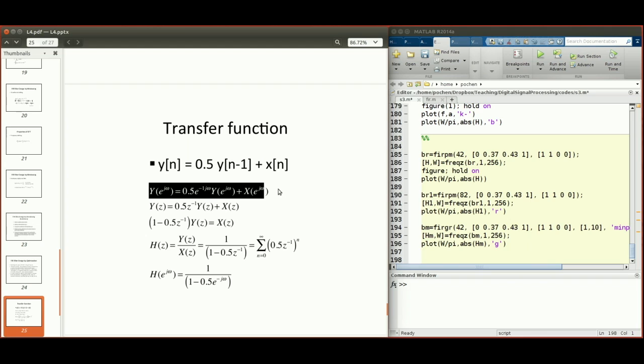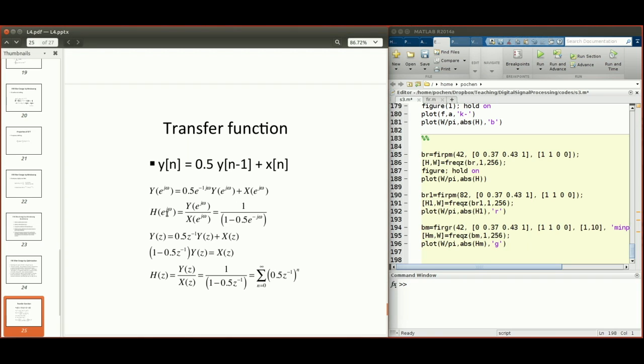So if you want to get the transfer function in the frequency domain, all you have to do is just collect all the terms containing big Y, and then the terms containing big X, right? In terms of the frequency omega, or if we write the independent variable as e to the j omega, then the transfer function can be written as big Y divided by big X equals 1 divided by 1 subtract 0.5 e to the minus j omega. That's our transfer function for this particular example, in terms of omega.